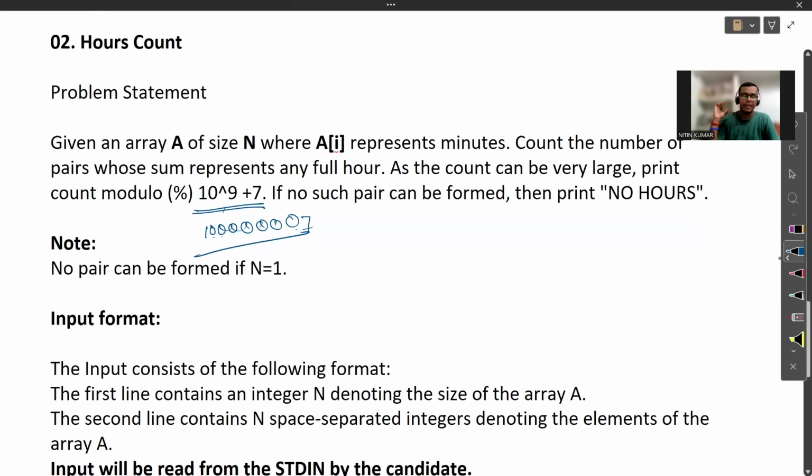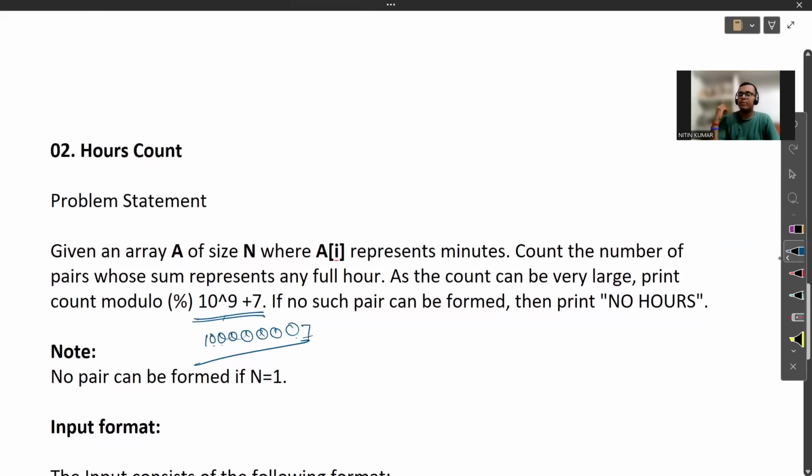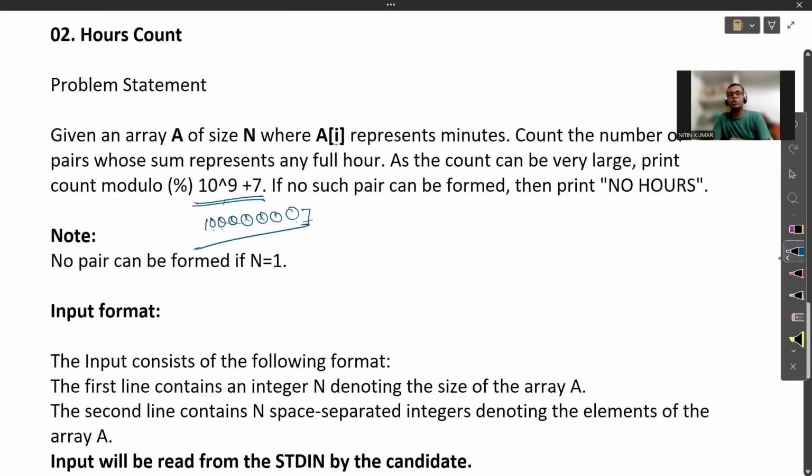We have been given an array, the size of the array, and each element represents a minute value. We have to count the number of pairs whose sum would come as a whole hour. We consider the minute sum a whole hour if it is completely divisible by 60, which we are going to discuss also. Now, what is the note? The note says that if n is equal to 1, then no pair can be formed. If you have only one value, how will we form a pair? Obviously, common logic.